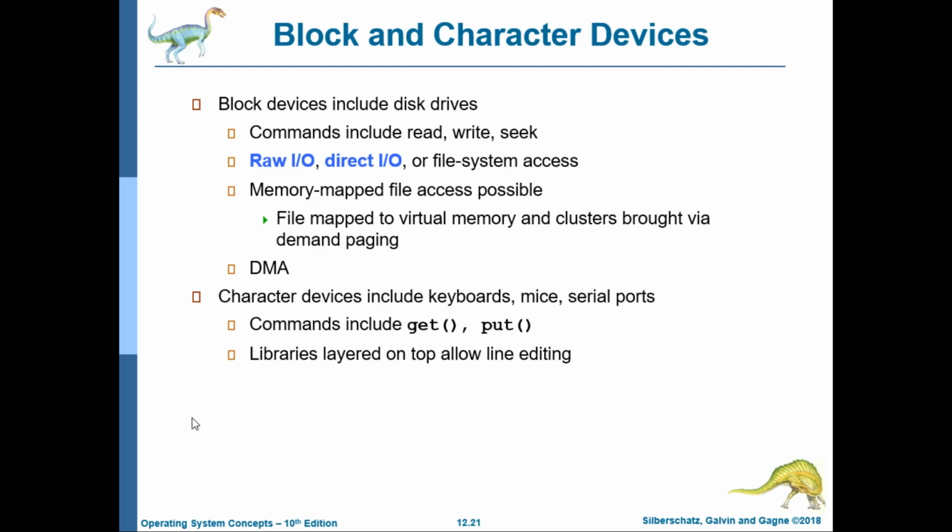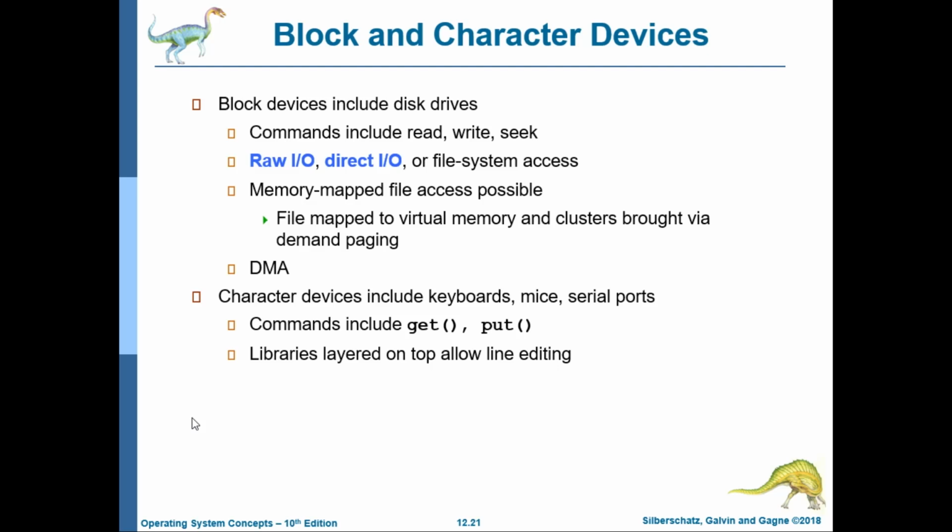So we have raw I/O, direct I/O, or file system access. For raw I/O, it is direct access to a secondary storage device as an array of blocks with no file system. That is why it's called raw I/O. And for direct I/O, it is block I/O that bypasses operating system features such as buffering and locking. Next, memory-mapped file access is possible: the file is mapped to virtual memory and clusters are brought in via demand paging. It also has DMA, or direct memory access.